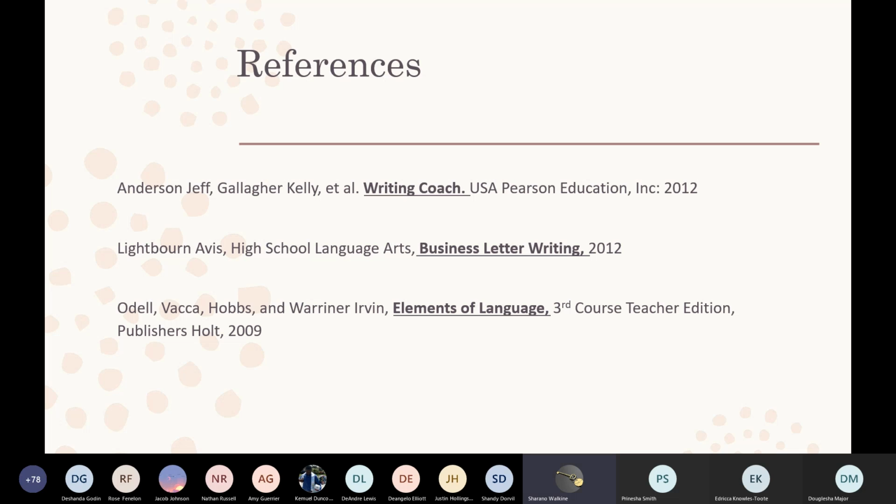What part of a formal letter comes after the heading? Aaliyah says inside address. Deborah says the inside address. Okay, great. That is correct. Very good. Number 7. Write one closing that can be used in an informal letter.